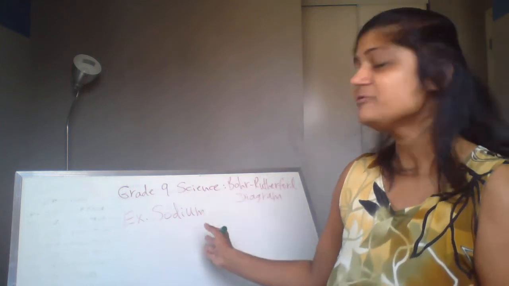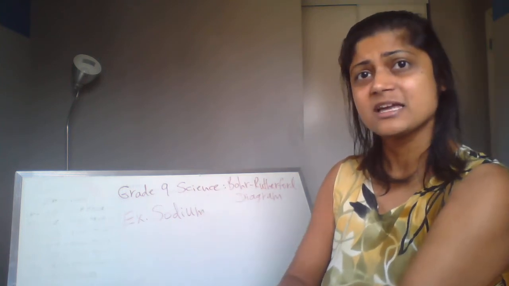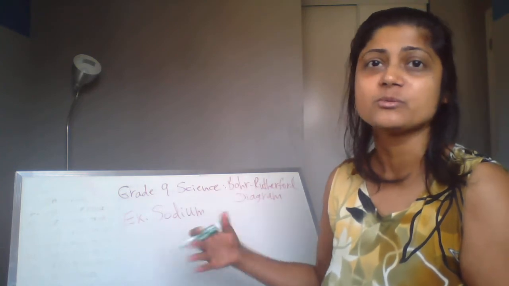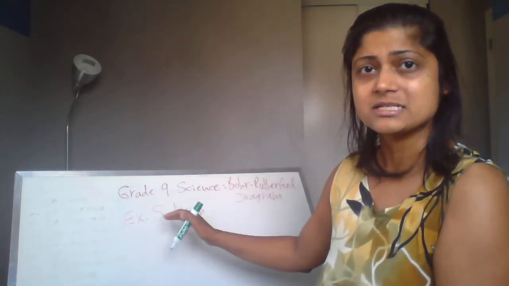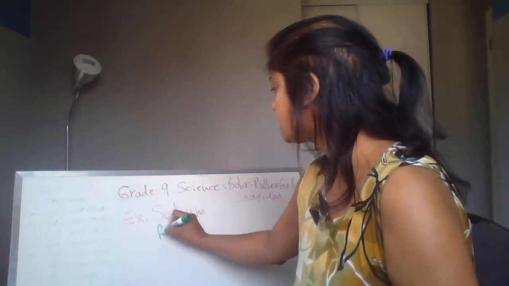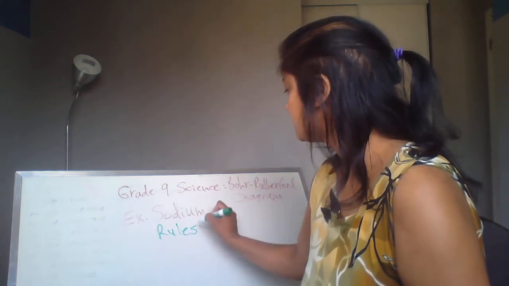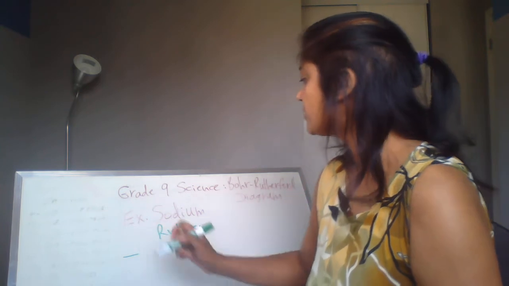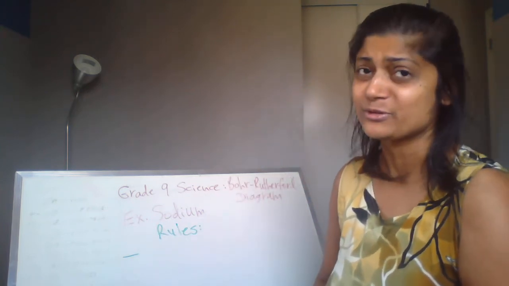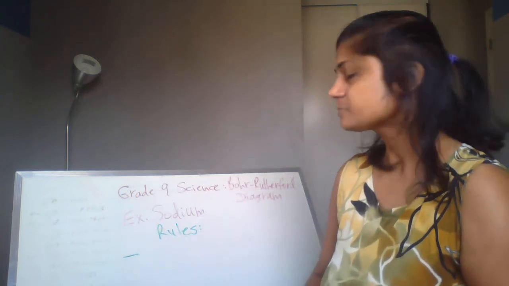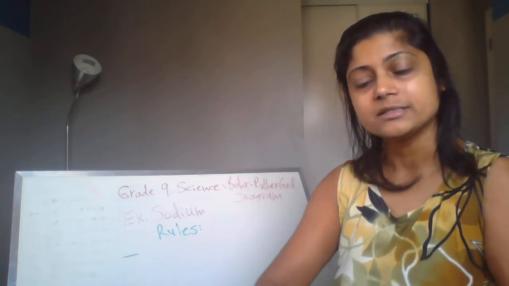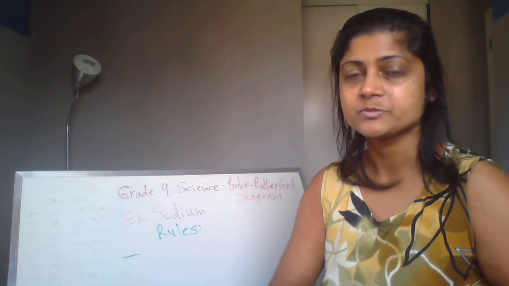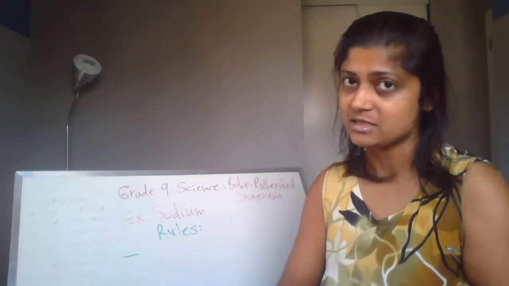So let's start off. Today's class is grade 9 science, and we're going to cover how to draw the Bohr Rutherford diagrams. Alright, so before we try this example, I just want to write down a couple of rules that we need to remember when we are drawing the Bohr Rutherford diagram. What this diagram is, it shows the number of electrons that are present within an atom of each element in the periodic table.